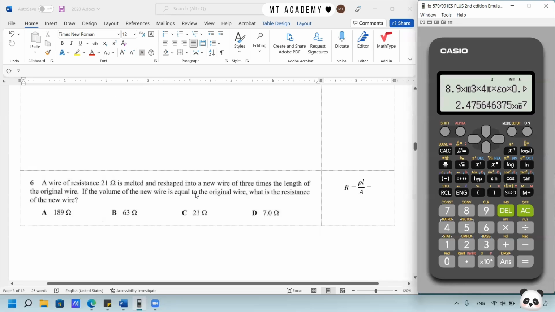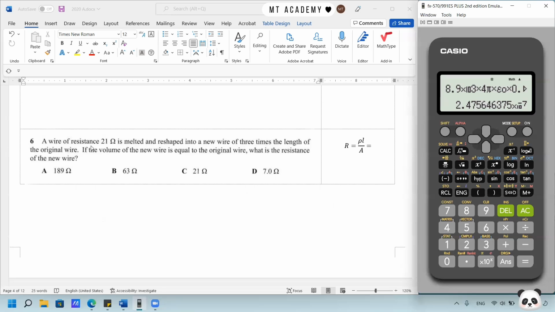We proceed to question 6. A wire of resistance 21 ohm is melted and reshaped into a new wire of 3 times the length of the original wire. If the volume of the new wire is equal to the original wire, what is the resistance of the new wire? So the question mentioned that the volume is constant and the wire is 3 times longer. So we have the formula of resistance, R equals rho L over A. And probably we need to re-express the resistance in terms of the volume as the constant variable.